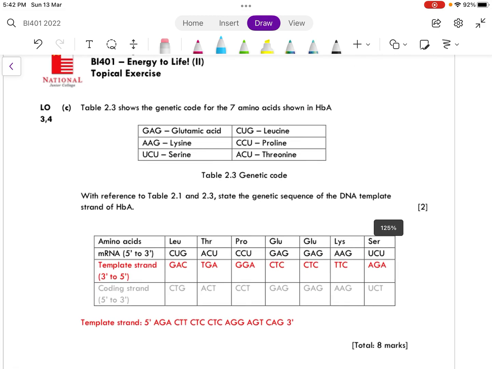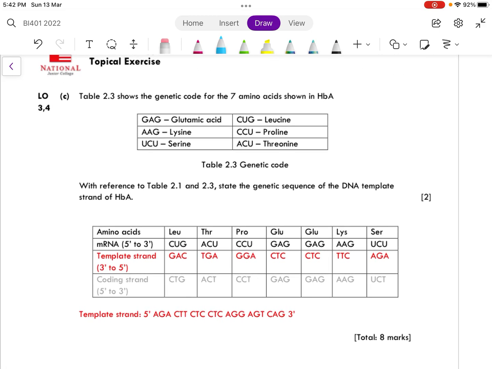Let's go to this very last part. The last part, they show you the genetic code for 7 amino acids shown in the normal hemoglobin. So they are showing you what each codon would translate into. With reference to table 2.1 and 2.3, state the genetic sequence of the DNA template strand of hemoglobin A.